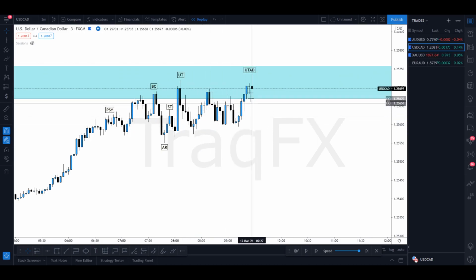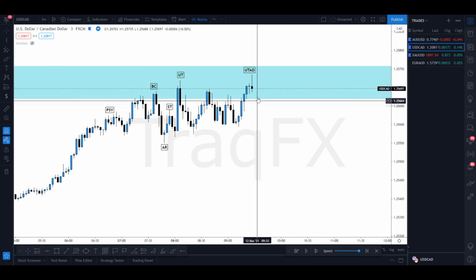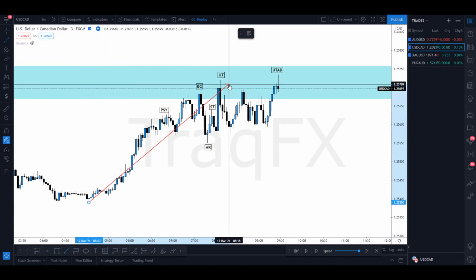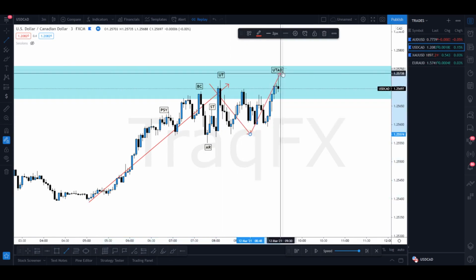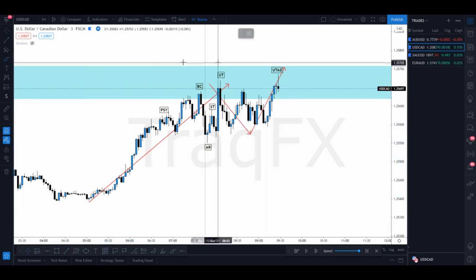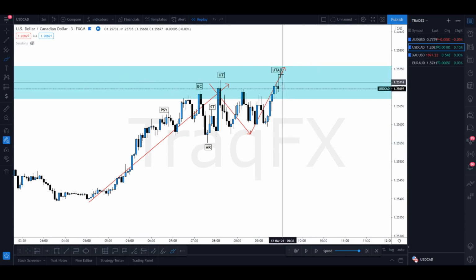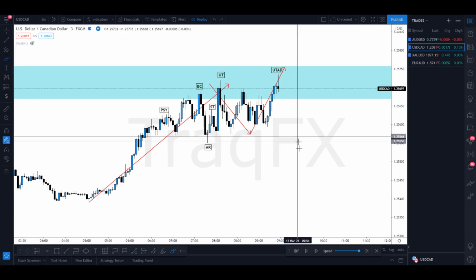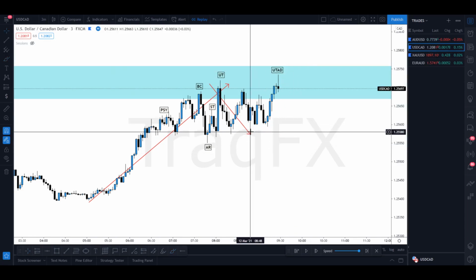What you want to do is wait for either the UTAD test, or you want to wait for price action to break the lows. So right over here we have the high, and then we have the mark down low, and then we have another high, right? What we want to see is price action break down like this. We want to see the market break down. Once we do break down, we're going to be expecting price to come back into a last point of supply. So let's play this out. Let's see what the market does.